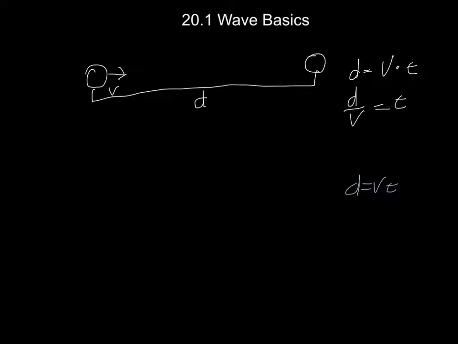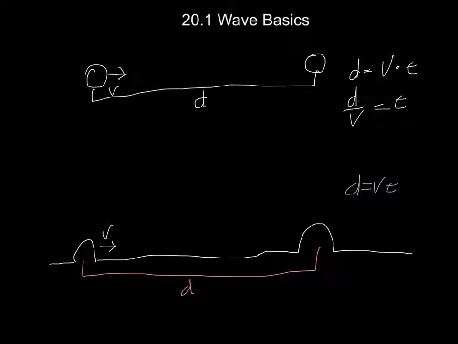Now, with waves, we can use the exact same equation. If we have a disturbance in our wave that starts over here on the left and travels a distance d, and we know that the wave disturbance is moving with a certain velocity, we can use the exact same equation, just with the values for the wave. So even though we're not moving a physical ball, we can use the same equation from kinematics: distance equals velocity times time.